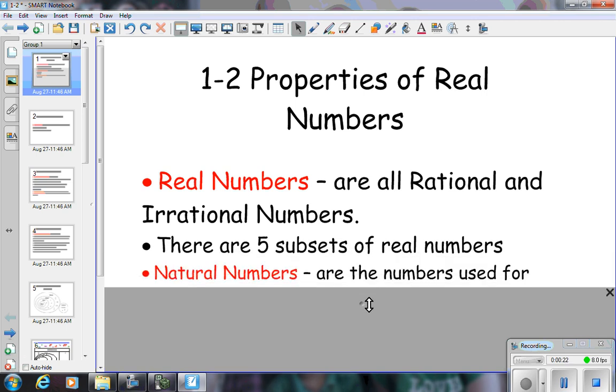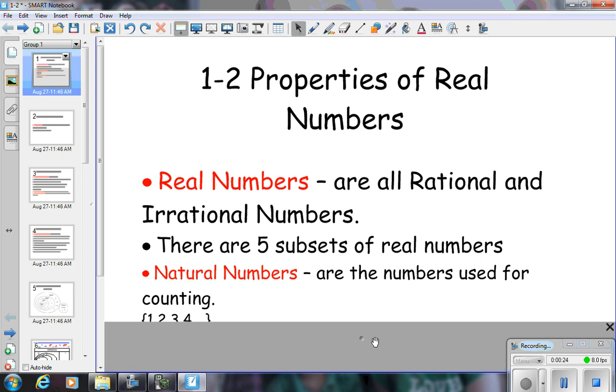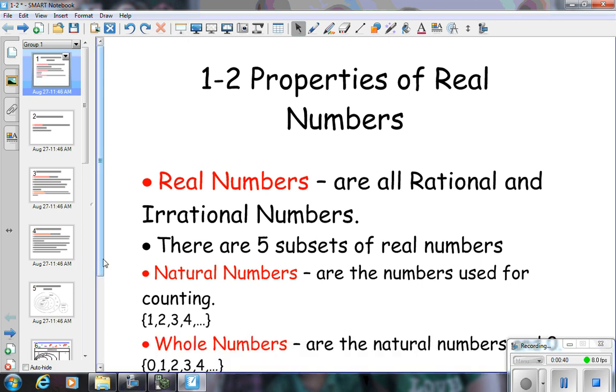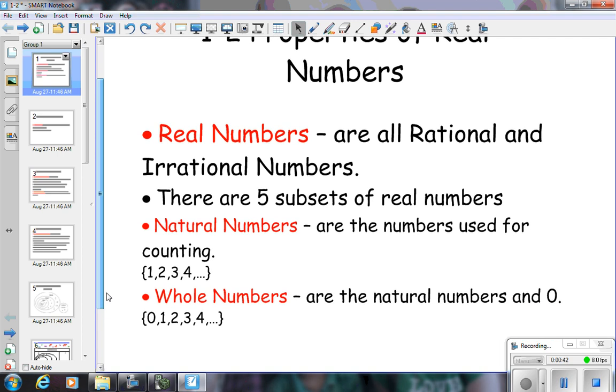There are 5 subsets of real numbers. And the first subset we think of are called natural numbers, also sometimes referred to as counting numbers. These were the first numbers that you would have ever heard about when you were in preschool or kindergarten. They're the numbers that you started counting with, thus the name natural numbers or counting numbers.